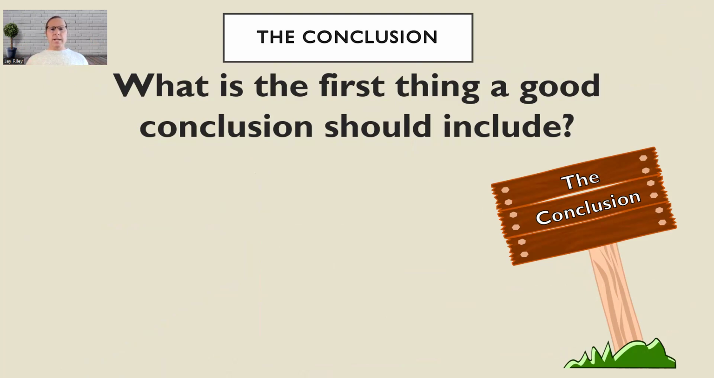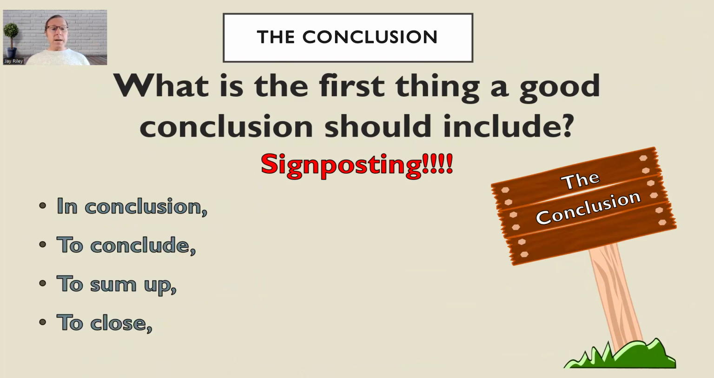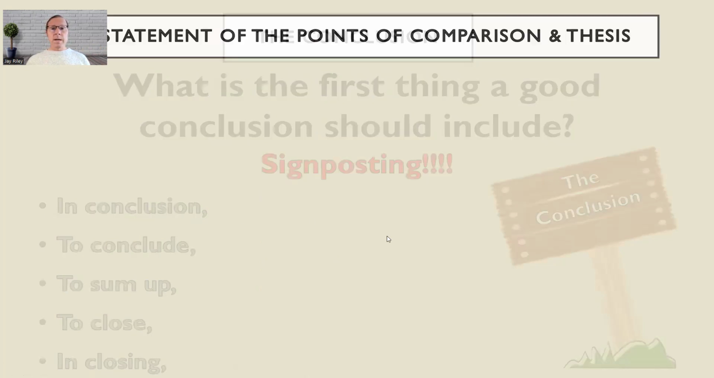I know a lot of teachers say, oh, I hate teaching my students to write in conclusion. I think it's fantastic. It's standardized, it's easy, kids remember it, and also it's important for our reader. Our reader needs to know that they're coming to the end of the essay. We can use other language in addition to in conclusion: to conclude, to sum up, to close, or in closing. I personally don't like to sum up, but again, it's a matter of personal preference. I think to sum up is a little bit too informal.